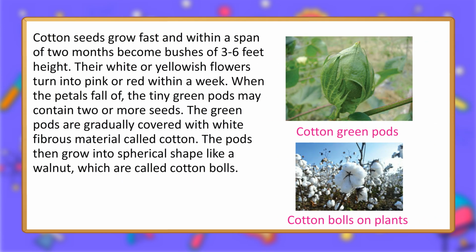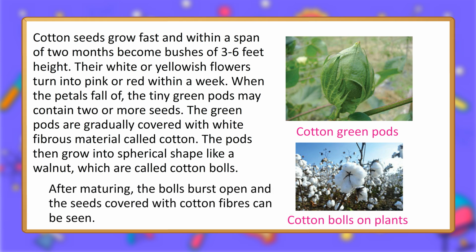Cotton seeds grow fast and within a span of 2 months become bushes of 3 to 6 feet height. Their white or yellowish flowers turn into pink or red within a week. When the petals fall off, the tiny green pods may contain 2 or more seeds. The green pods are gradually covered with white fibrous material called cotton. The pods then grow into spherical shape like a walnut, which are called cotton bolls. Cotton green pods. Cotton bolls on plants.